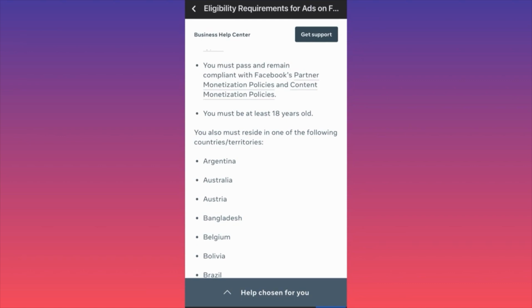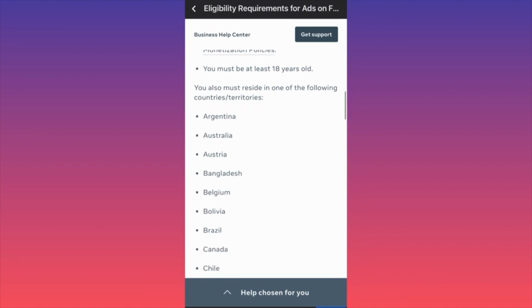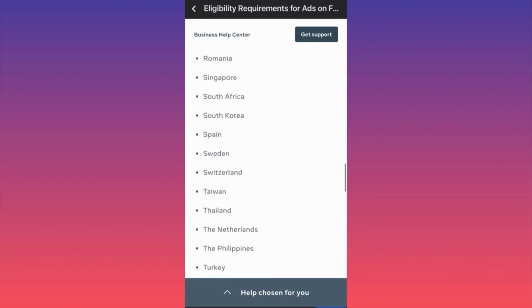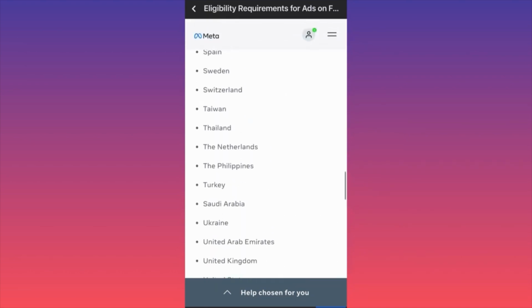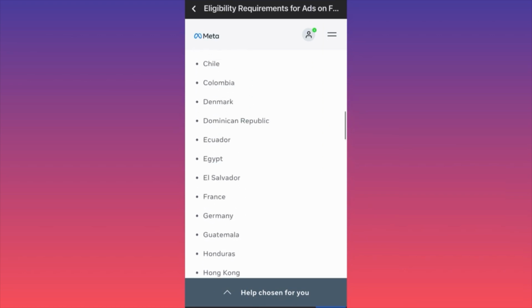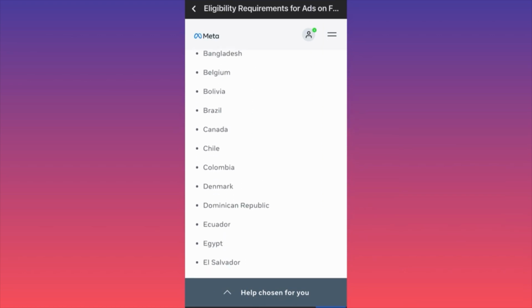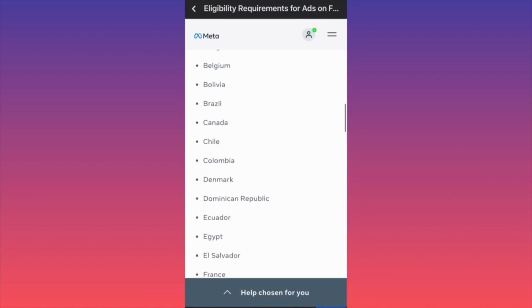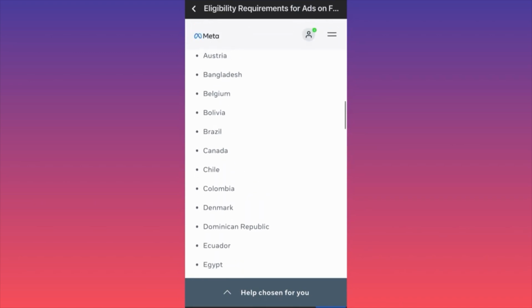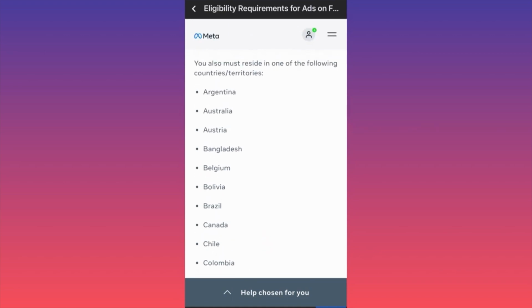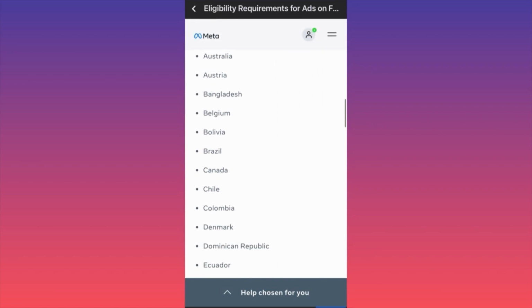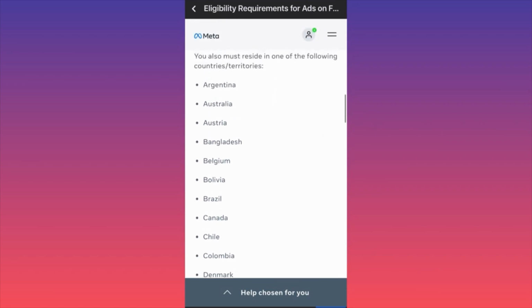You also must reside in one of the following countries or territories. Okay, let's see. Do you see your country? Wow, that's a lot of countries. So you have US, you have UK, United Arab Emirates, Ukraine, Saudi Arabia, Switzerland, Romania. Okay, so you have a lot of European countries, a lot of Middle Eastern countries. Let's say we have Bolivia, Colombia, Denmark, Dominican Republic, a lot of South American countries. Okay, Ecuador. You have Canada, Brazil.